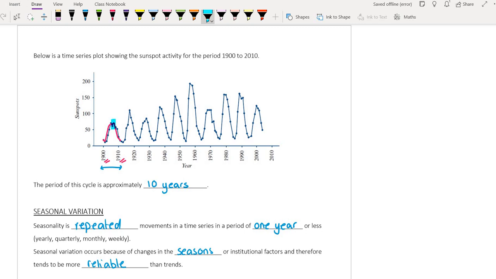This one's pretty obvious. All the highs are here, the lows are here, and we're looking at the length from one to the other, and this one's roughly 10 years. As you can see in the data, 1900 to 1910, and it's being repeated over and over again, so that's clearly a cycle.